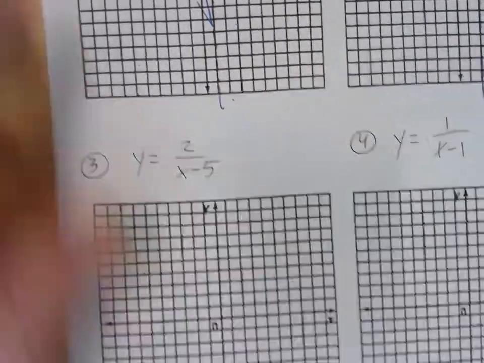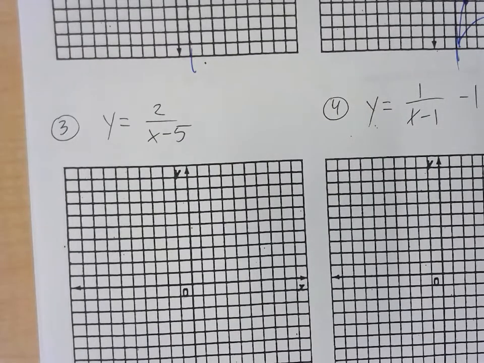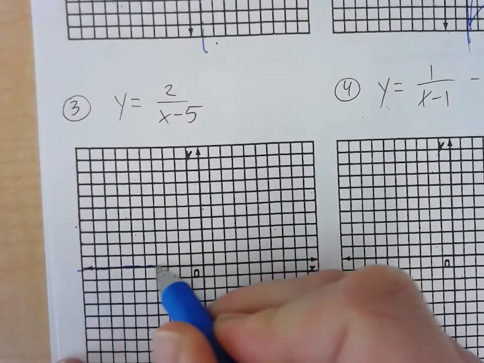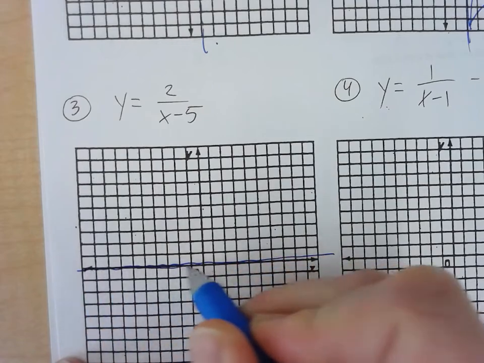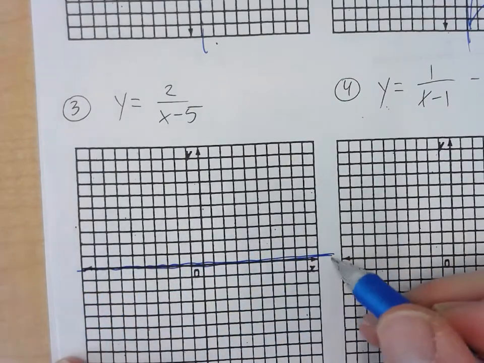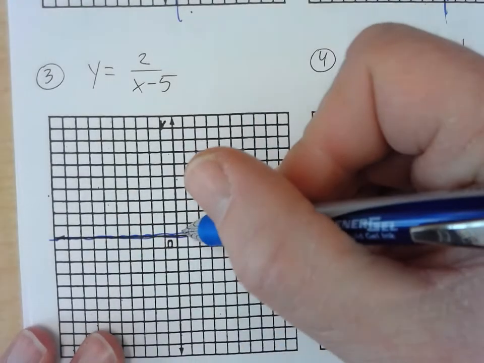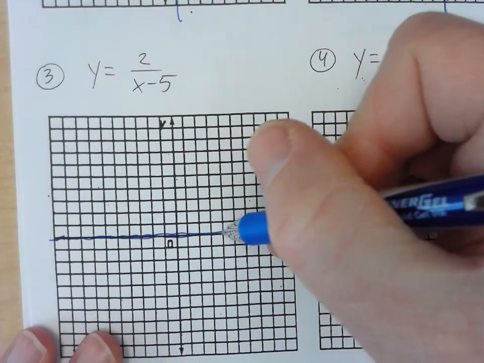Okay, the next one doesn't shift up or down any. It just shifts over to the right. The x-axis, or y equals 0, is this asymptote. And then 5 spaces over to the right. 1, 2, 3, 4, 5.